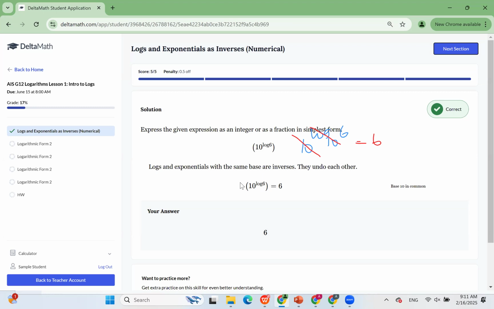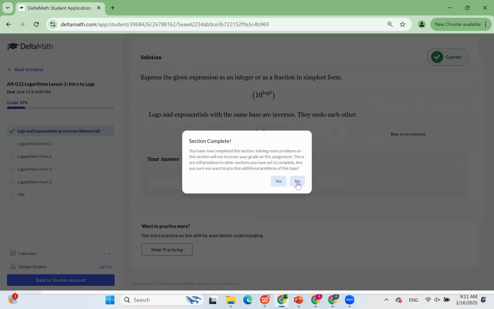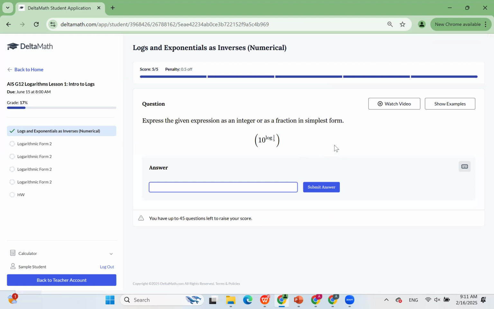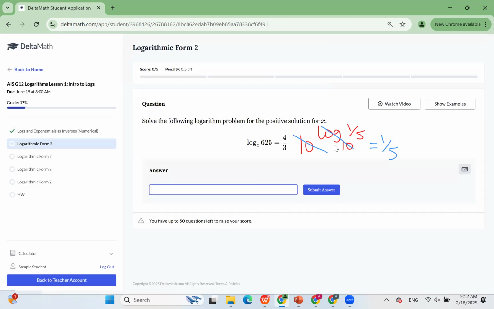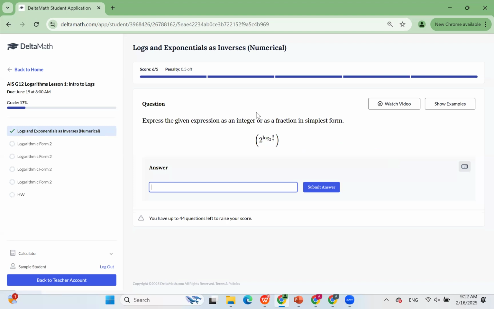Let's try some more problems just to make sure that we get this quite well. Again, this is the case where we don't have a base, so we can introduce our own base of 10, and these would cancel out, and we would get 1 over 5. Let's move to another problem in the same exercise. We have 2 power log base 2, so we can cancel these out, and we would get 3 over 2.